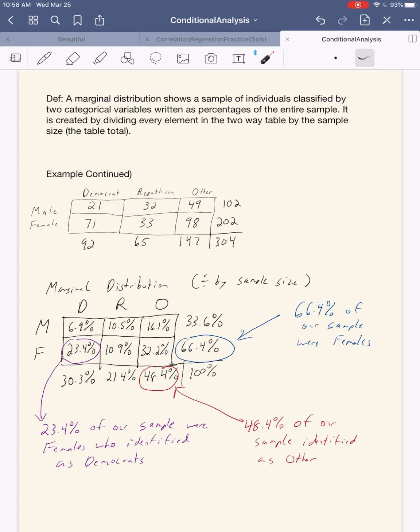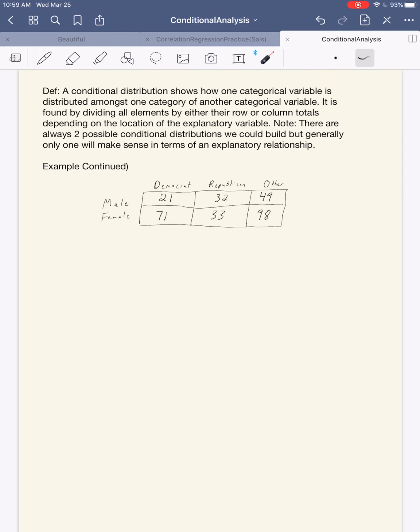But the marginal distribution by itself doesn't really help us with that overall goal that we gave at the beginning, which was to understand the relationship between the variables. In this case, the relationship we're interested in is whether gender is at all related to political affiliation. So this marginal distribution, while it's a nice way of displaying or summarizing the data, doesn't really help us with our goal of understanding the relationship. So we've got one more thing to introduce here. Let's go ahead and take a look at that.